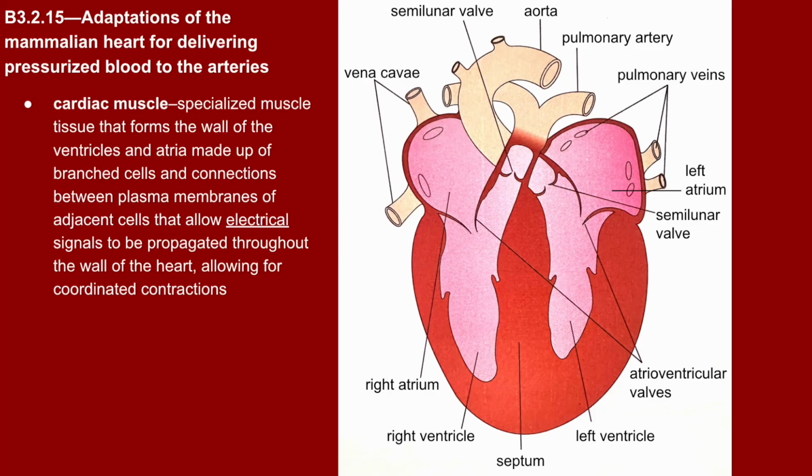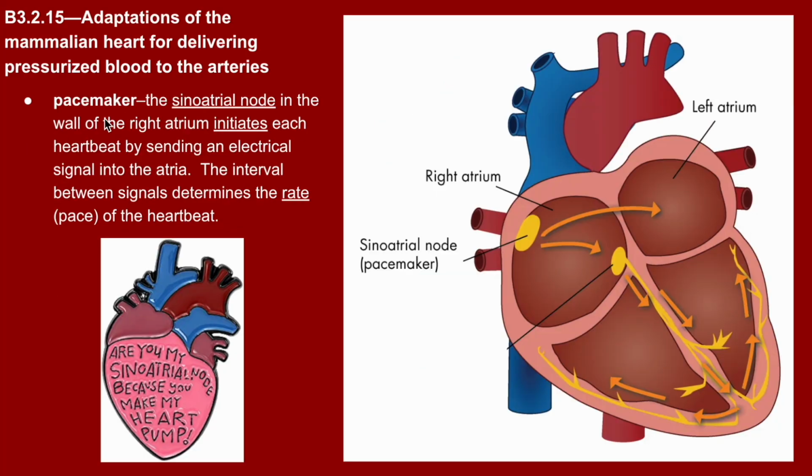And we're going to see that the heart is controlled by electrical signals controlled by the sinoatrial node, often called the pacemaker, which is located in the right atrium. It's going to send out a signal that causes the right and left atrium to contract together, followed then by the right and left ventricles to contract together.